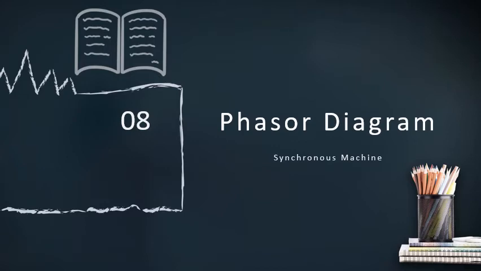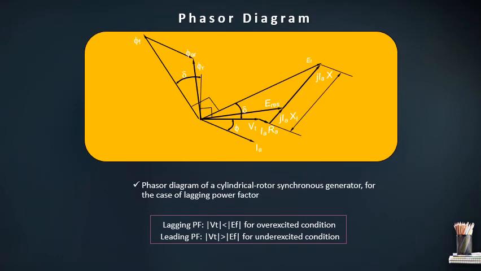Next topic is the phasor diagram of the synchronous machine. So this is the phasor diagram for a cylindrical rotor synchronous generator in the case of lagging power factor condition. We can draw the phasor diagram for three conditions: lagging power factor condition, leading power factor condition, and unity power factor condition. So in a lagging power factor, the terminal voltage is less than the induced voltage. In this condition, the machine is in overexcited condition.